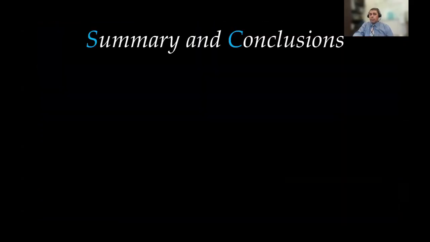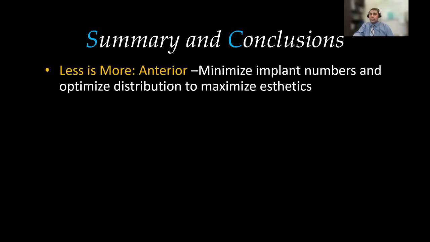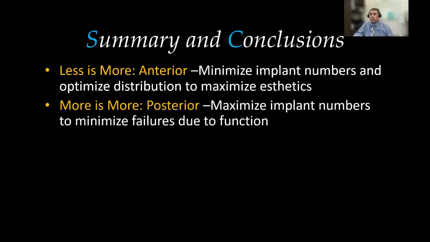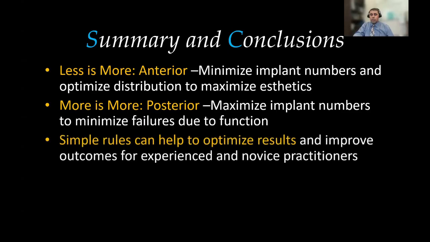So as I wrap up, let's finish with some summary and conclusion, things to remember, particularly with optimizing and setting up your case for success. Less is more in the anterior segment. You can minimize the number of implants, you can utilize pontics and achieve a very good aesthetic outcome without compromising functionality, respecting the biology for the patient. When it comes to the posterior segment, more is more. You'd like to over-engineer, maximize the number of implants so you can be better prepared if complications happen, but also to have a more solid functional design for these prosthetics.